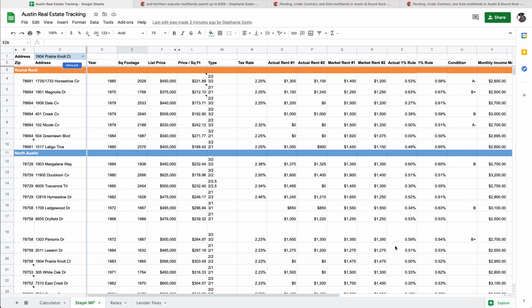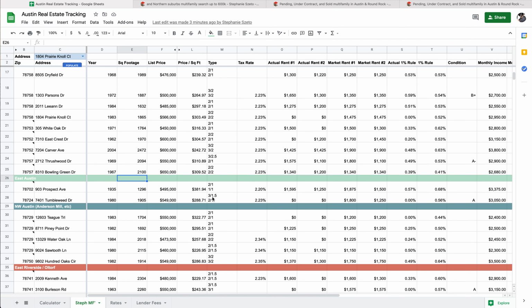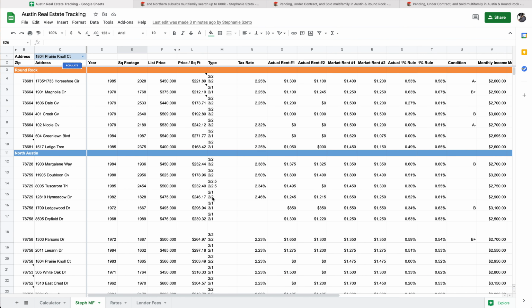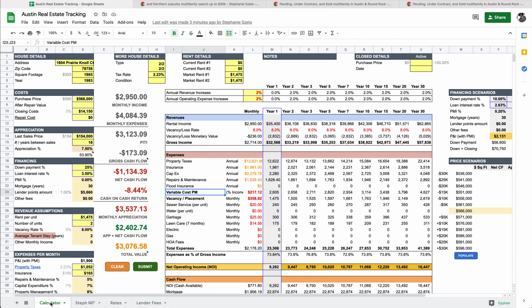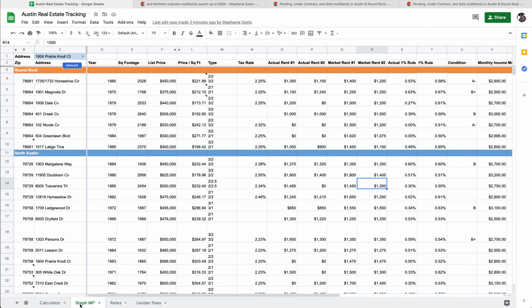And then I've also got this separate spreadsheet that effectively acts as a database. As I'm punching in and looking at these different properties, I can save all the information here, which is helpful because, one, it allows me to repopulate information back into this calculator if I want to revisit a property without having to punch in everything manually.